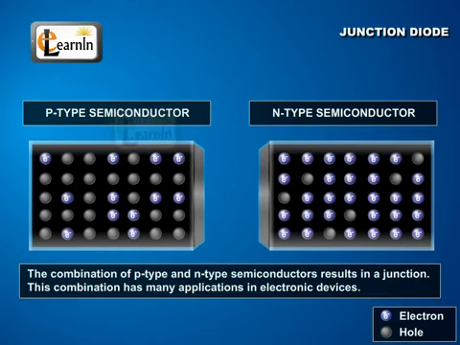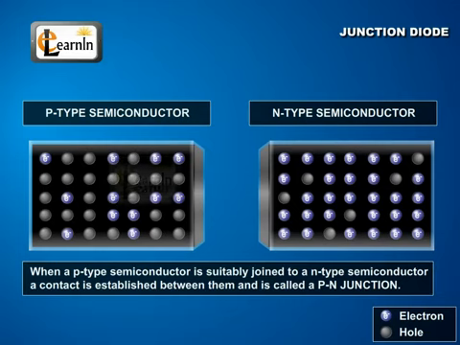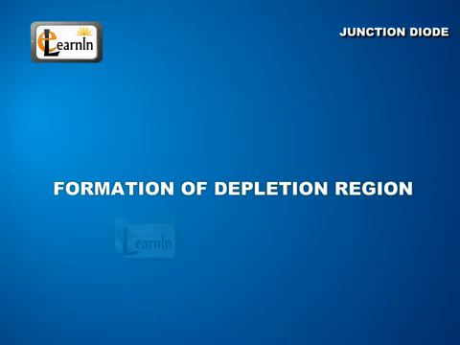The combination of p-type and n-type semiconductors results in a junction. This combination has many applications in electronic devices. When a p-type semiconductor is suitably joined to an n-type semiconductor, a contact is established between them and is called a PN junction.